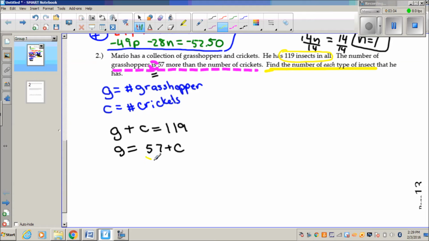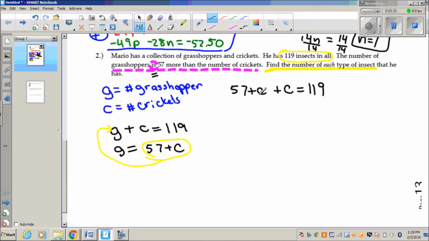It's already solved for G, so I can just take this expression right here and substitute it in place of G in my first equation. So if I did that, it would just be 57 plus C in place of G, and then plus C for the rest of my equation equals 119. So this 57 plus C was in place of G, plus C equals 119.